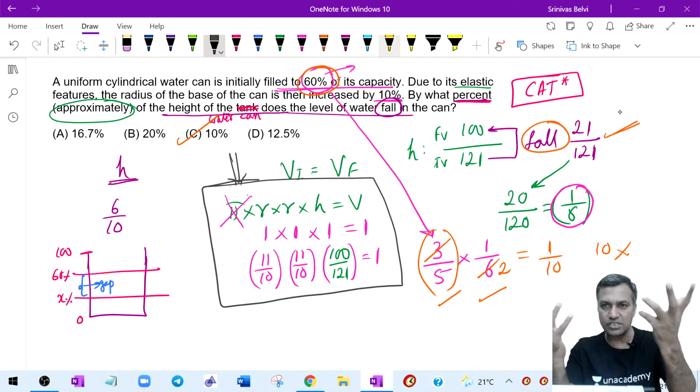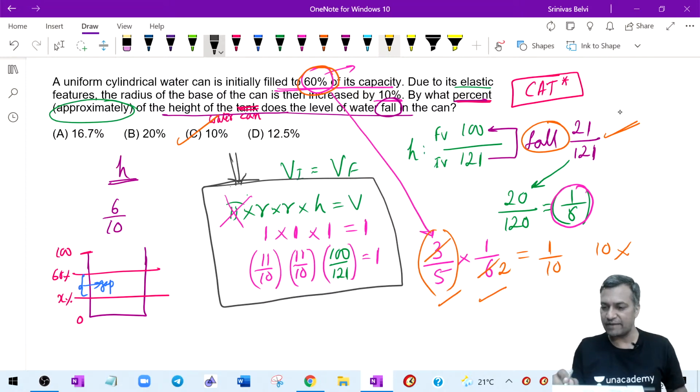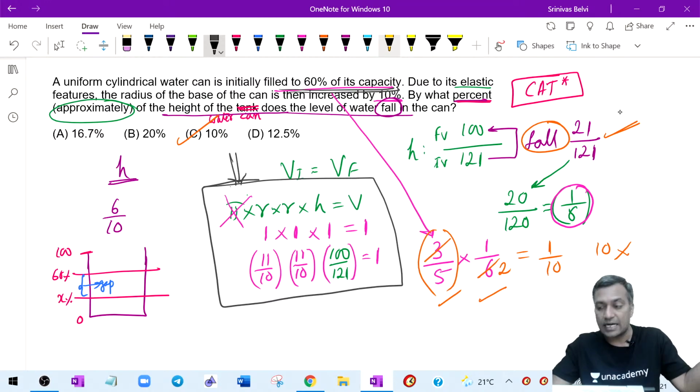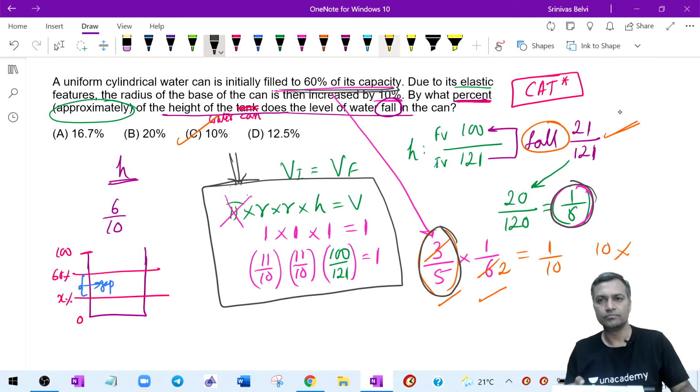I took the radius of the circle. We knew this. But the point is, they gave a twist by saying that earlier it was at 60%. Some people don't understand that. You already understood the fall is 1 by 6. Calculate that fall on the initial value. Calculate that on the initial one. Then combine them, and you will get your answer.